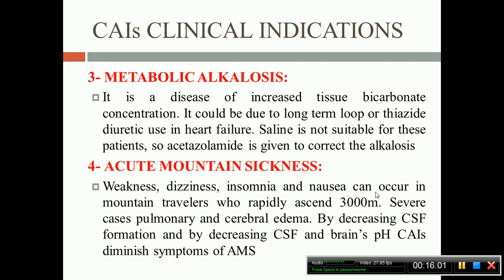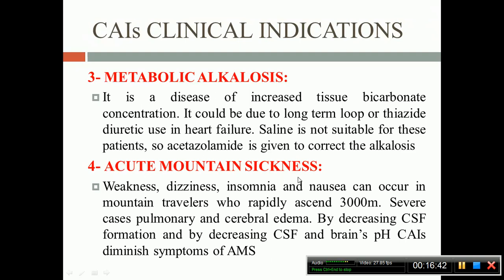Then metabolic alkalosis is a disease of increased tissue bicarbonate concentration. So what happens in metabolic alkalosis? Bicarbonate ion is concentrated in blood. So this could be due to long-term loop or thiazide diuretic use in heart failure. So ultimately carbonic anhydrase inhibitors can be used. Saline, the sodium chloride solution, is not suitable for these patients as they are already suffering from heart failure. So sodium is not administered in heart patients.